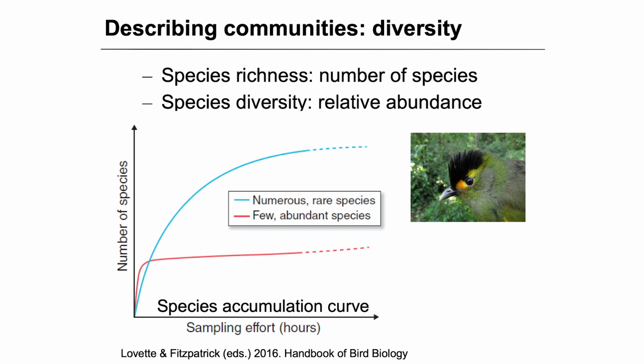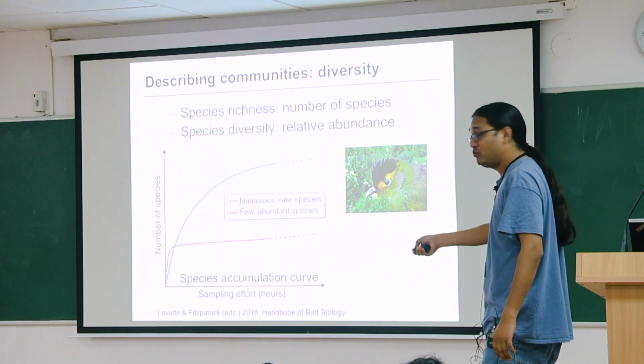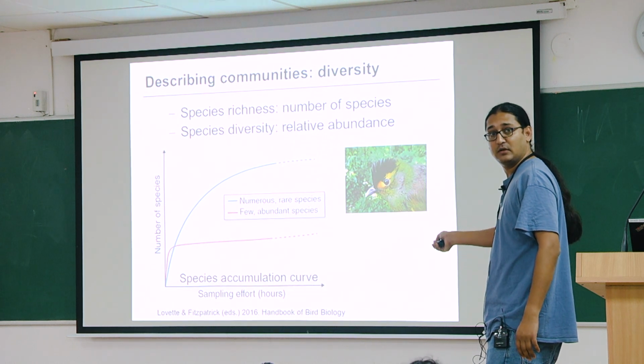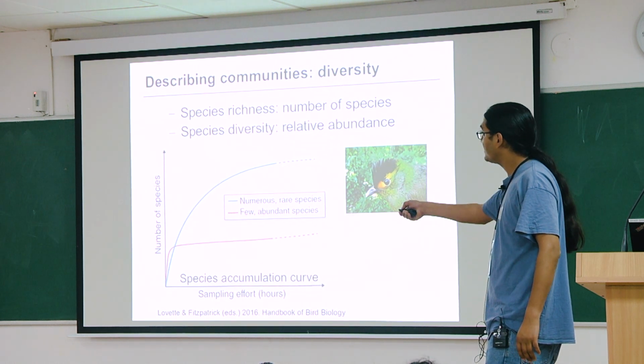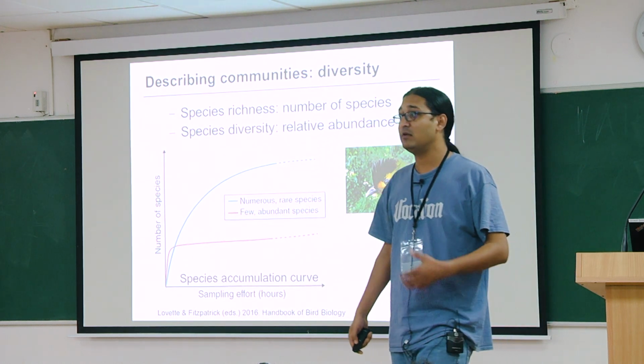There are a limited number of species. If there are lots of rare species, you'll take a lot more time to find them. But beyond a point, you run out of species. There are no more species to be found. And therefore, the number of species remains a plateau. Yeah? So this is a community that has few very common species. That is a community that has a large number of species, a lot of which are rare, because you've taken a lot more time to find those species.